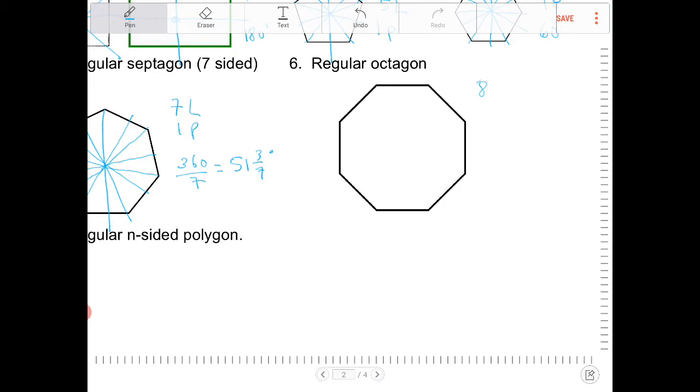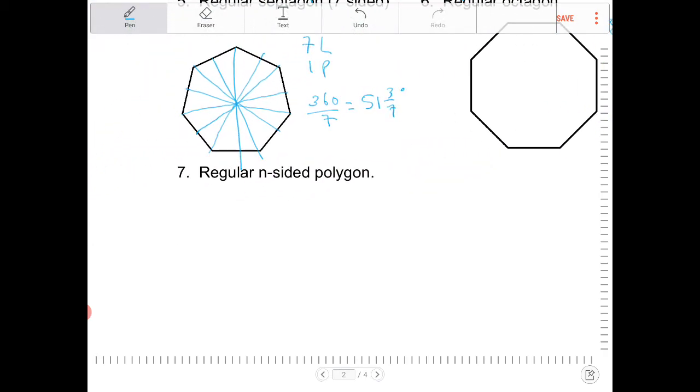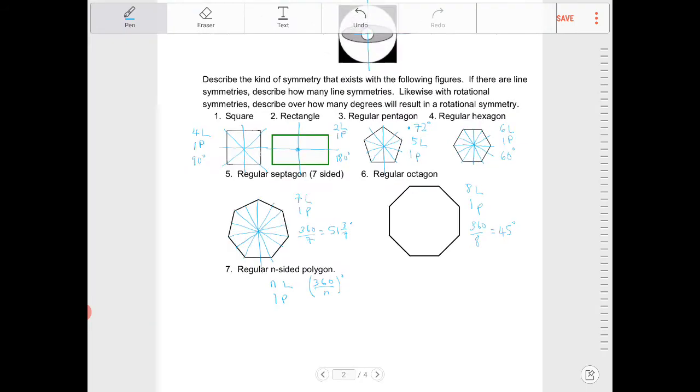Okay, I have a regular octagon. So going by the pattern here would be 8 lines of symmetry, 1 point of symmetry, and it would be 360 over 8, and that would be 45 degrees. And now here we have an n-sided polygon, so there will be n lines of symmetry, 1 point of symmetry, and it would be 360 over n degrees. That would be the magnitude of rotational symmetry.